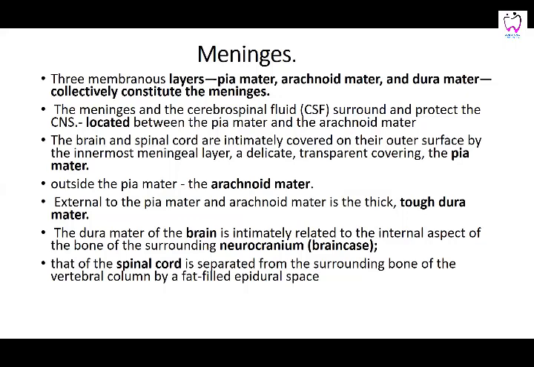So the brain and spinal cord are intimately covered on the outside first by the pia mater, then outer to that is the arachnoid mater, and the outermost is the tough dura mater. The dura mater of the brain is related to the internal surface of the cranial cavity, or the bone, and the spinal cord is also surrounded by the vertebral column, the bony part, and the layers are the same.